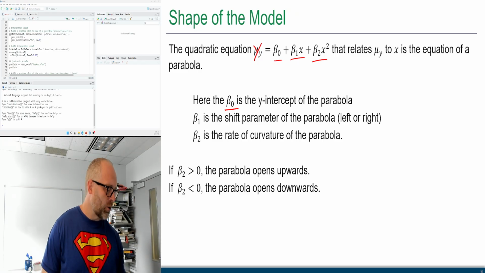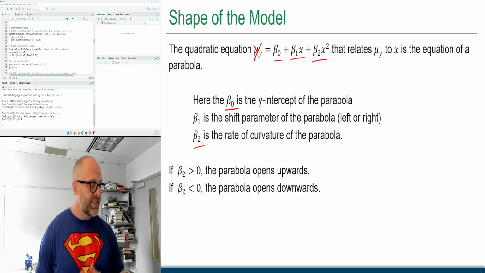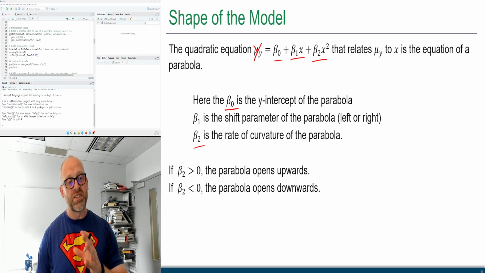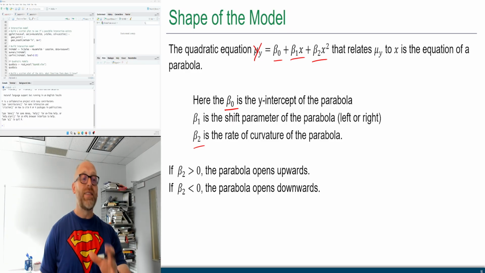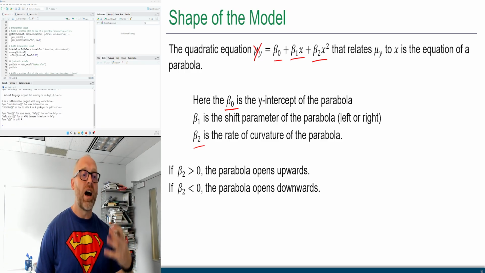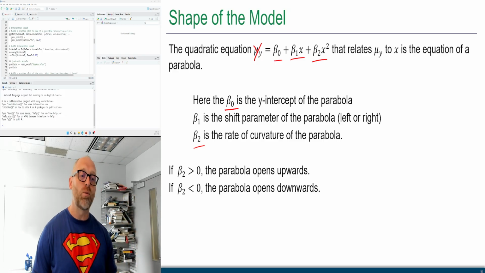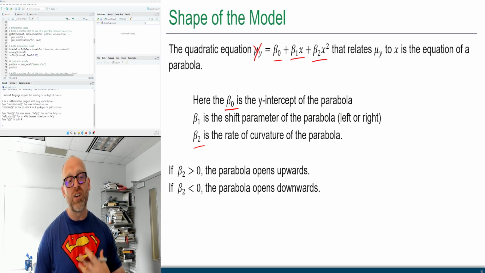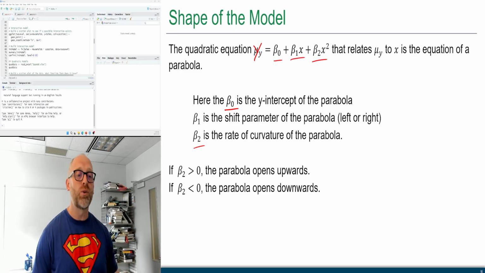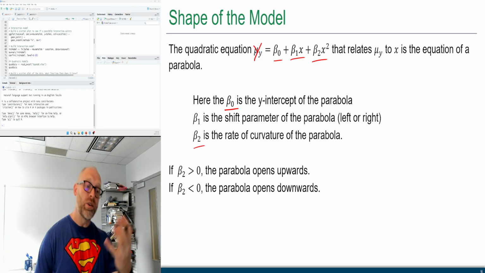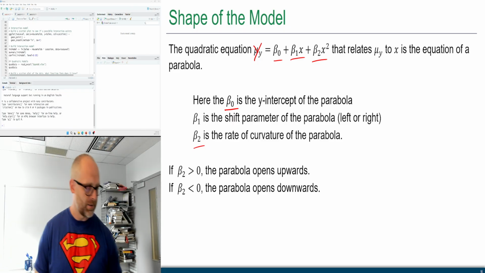So we shift it left or right, and then beta 2, the sign of it does in fact tell us whether it's going upwards or downwards. If it's positive, it's going upwards. If it's negative, it's going downwards. But not only that, it's the rate at which it increases too. So the larger it is, the faster this is going to increase. The smaller it is, the slower it's going to increase or decrease, again, depending on the sign.